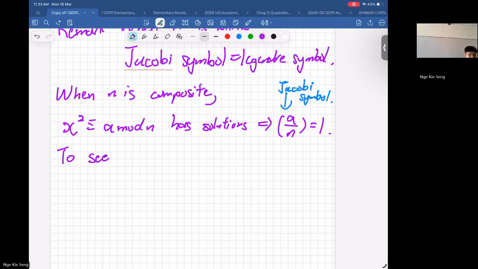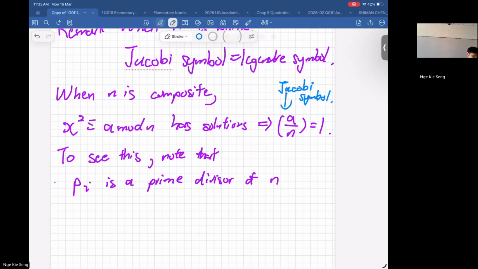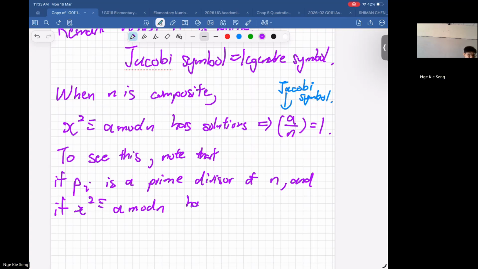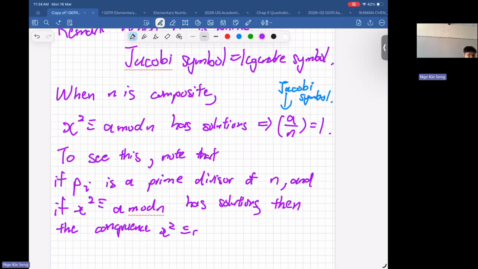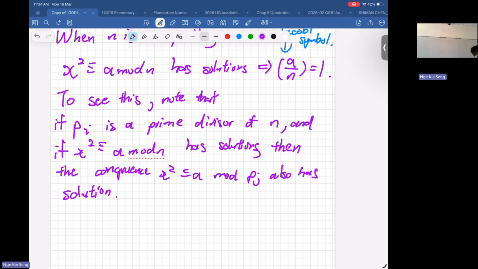So to see this, note that if pi is a prime divisor of n, and if x squared congruent to a mod n has a solution, then the congruence x squared congruent to a mod pi will also have a solution. Meaning if you have a solution for the big n, for the small pi you also have a solution. Does this make sense?